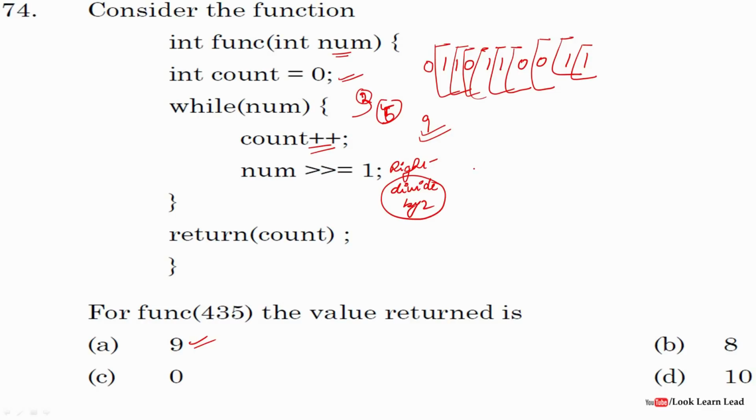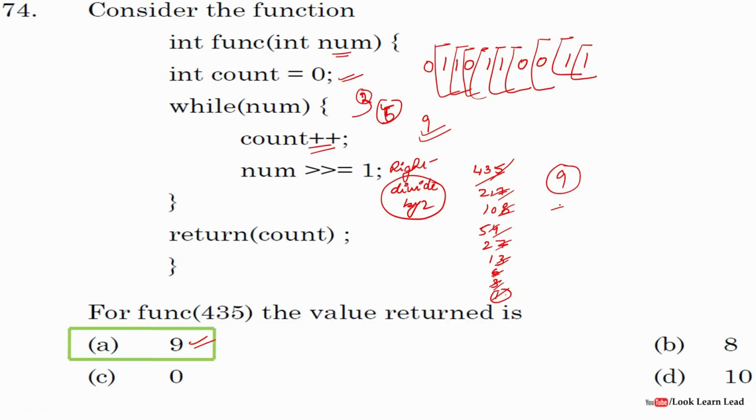Else you can solve it in decimal form also. 435 is the first number. Divided by 2 is 217. Divided by 2 is 108, divided by 2 is 54, divided by 2 is 27, divided by 2 is 13, divided by 2 is 6, divided by 2 is 3, and 1. So it is 1, 2, 3, 4, 5, 6, 7, 8 and 9. So 9 is the answer. Okay, so you can directly divide it as a decimal number by 2, or you can convert it to binary and run a loop over it.